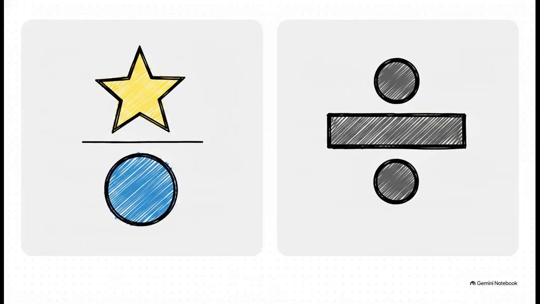We take our number x and we divide it by 2. Now you can totally write this with a standard division sign, but very often in algebra, it's just written as a fraction, x over 2. Just keep in mind both mean the exact same thing.